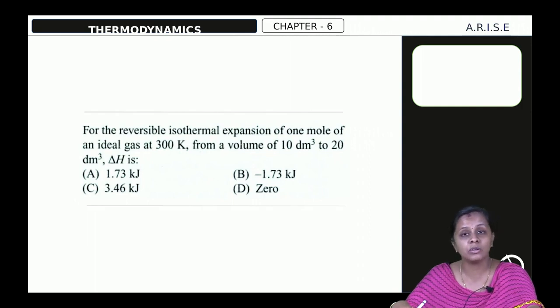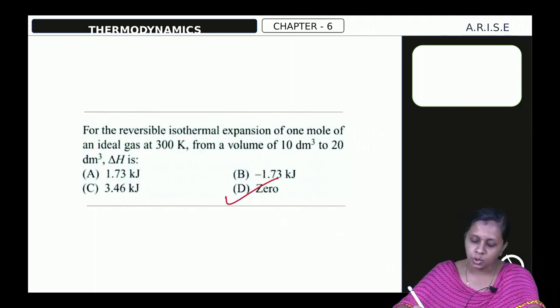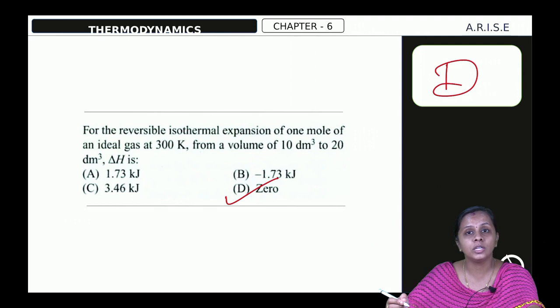Since temperature remains constant, there is no change in enthalpy. Enthalpy remains constant, that is delta H is equal to 0. So which is the option? It is option D. I hope till now you have all understood, and thank you.